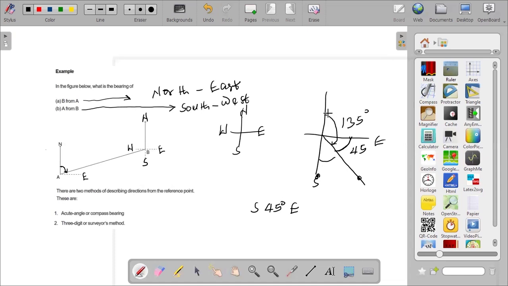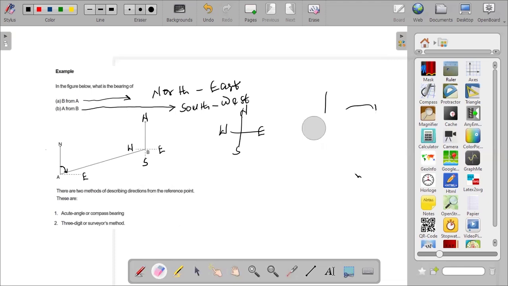But when you use three-digit bearing, we are measuring all the way from here, and so we report the angle, which is 135 degrees. But for acute angle or compass bearing, we only measure this angle here and then report in terms of the cardinal point, southeast or southwest or northeast, all of that.